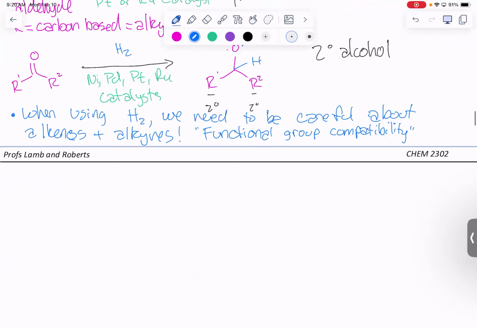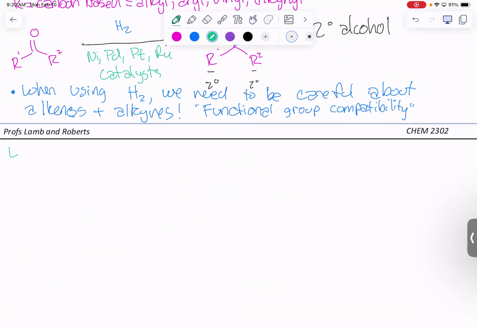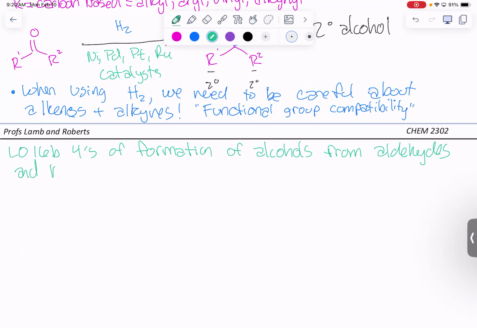All right, so that brings us to our next learning objective. This is learning objective 16B, and this is going to be a 4P, and again, it's the 4 Ps of formation of alcohols. And again, this is going to be from aldehydes and ketones, just like we had before. But unlike previously where it was through hydrogenation, this is going to be through reduction with hydride sources.